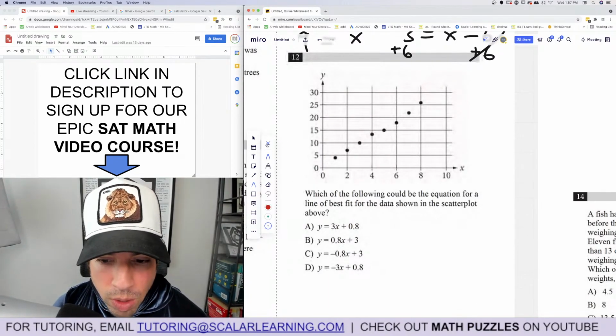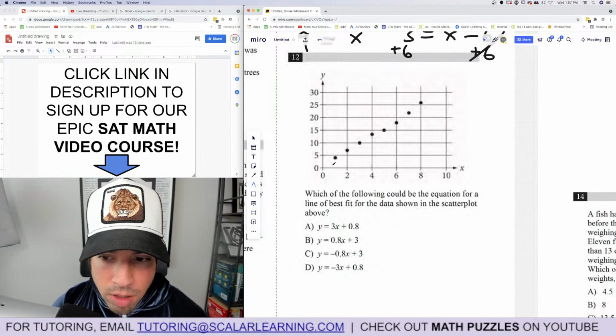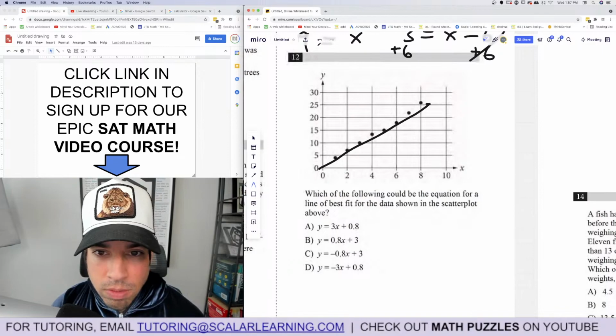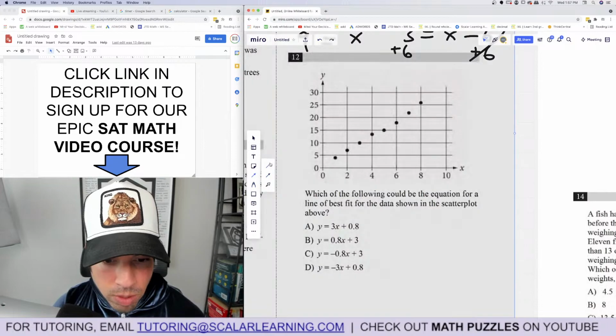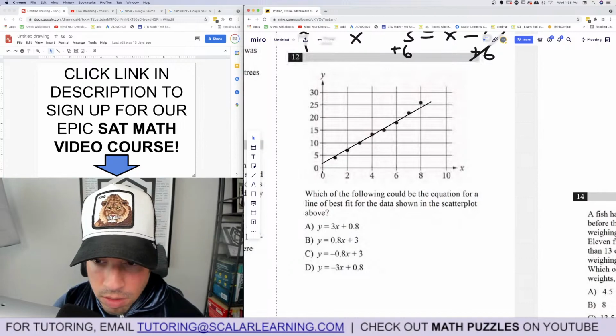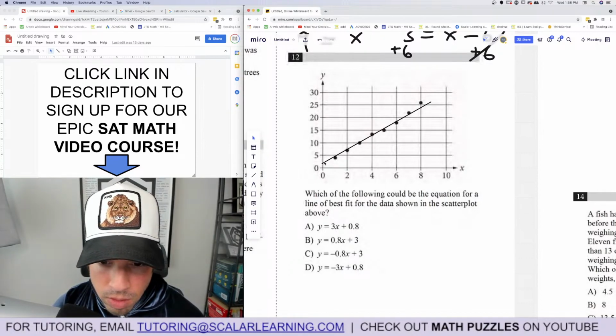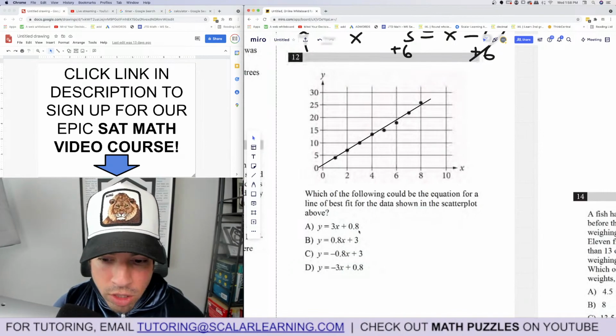Which of the following could be the equation for the line of best fit for the data above? It's looking like a y-intercept of almost 0, right? I could use the straight line tool. Actually, let's use the straight line tool. Well, maybe a y-intercept of like 2, or maybe this is a better line. Okay, let's say it's like that. So it looks like the y-intercept is probably 0.8.